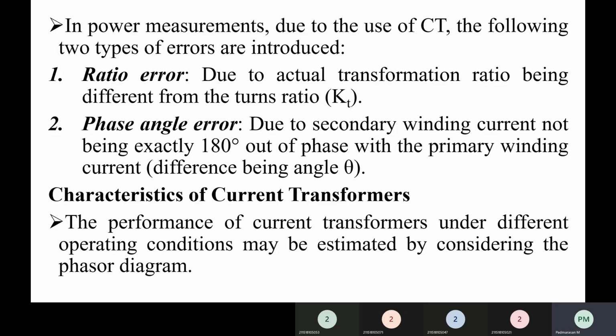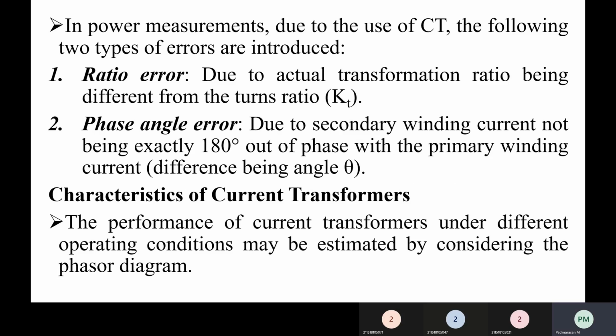In power measurements, due to the use of current transformer, two types of errors are introduced. What are the two types of errors? First one is the ratio error. Second one is phase angle error. First we will see ratio error. Due to the actual transformation ratio being different from the turns ratio, this ratio error occurs.